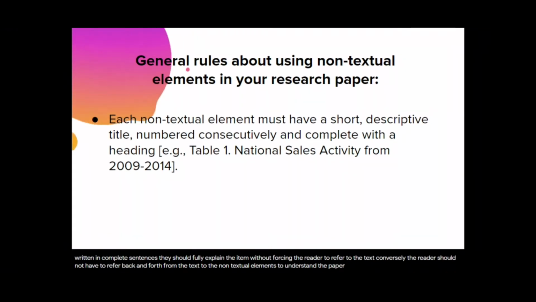What are the general rules about using non-textual elements in your research paper? Each non-textual element must have a short, descriptive title numbered consecutively and complete with a heading. For example, Table 1, National Sales Activity from 2009 to 2014. The title must contain the significant variables or terms that are evident in the non-textual element. Also, decide on a suitable font and caption format like bolded text and use it consistently throughout your research paper.